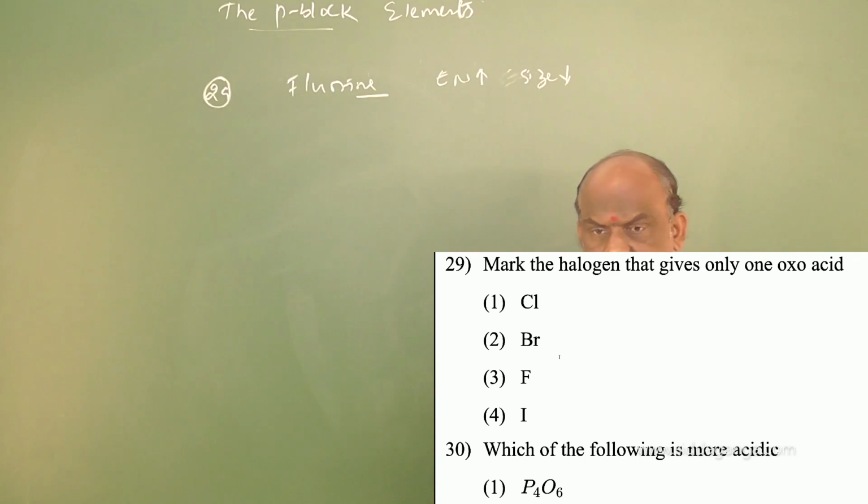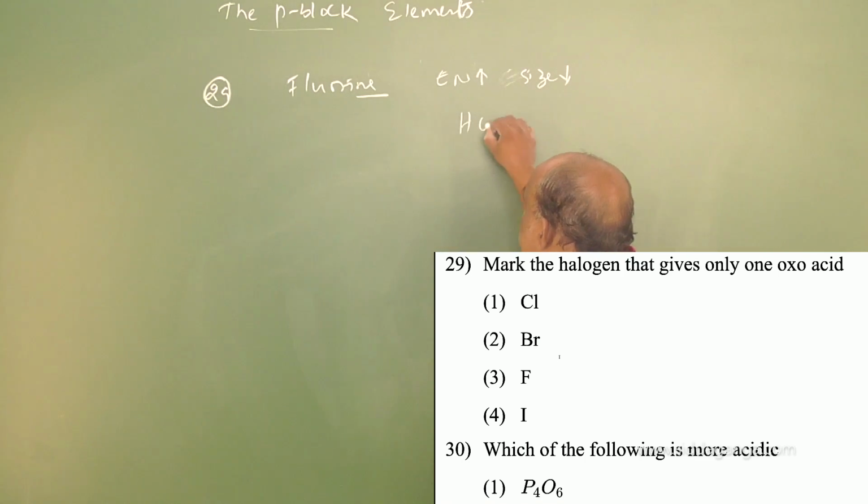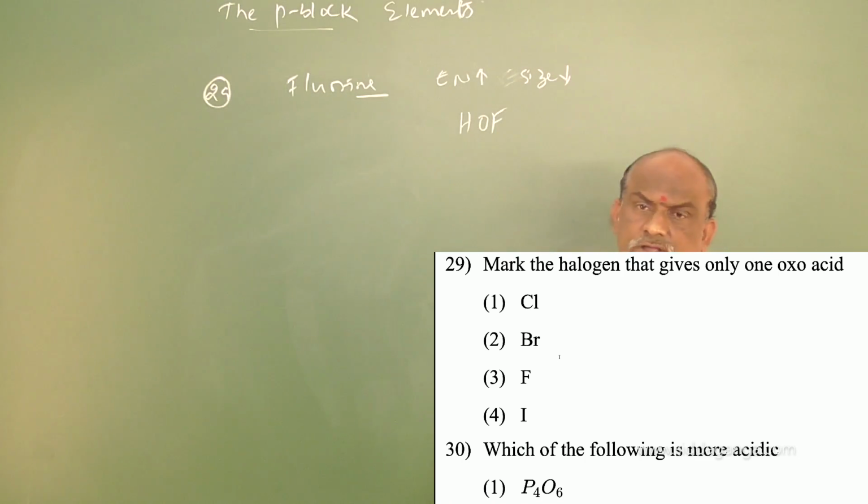Chlorine forms 4 oxy acids, bromine forms 3 oxy acids, iodine forms 3 oxy acids: hypochlorous, chlorous, chloric, perchloric, like that. We already discussed these oxy acids in theory class. So one and only fluorine forms only one oxy acid. That oxy acid is HOF, called hypofluorous acid.